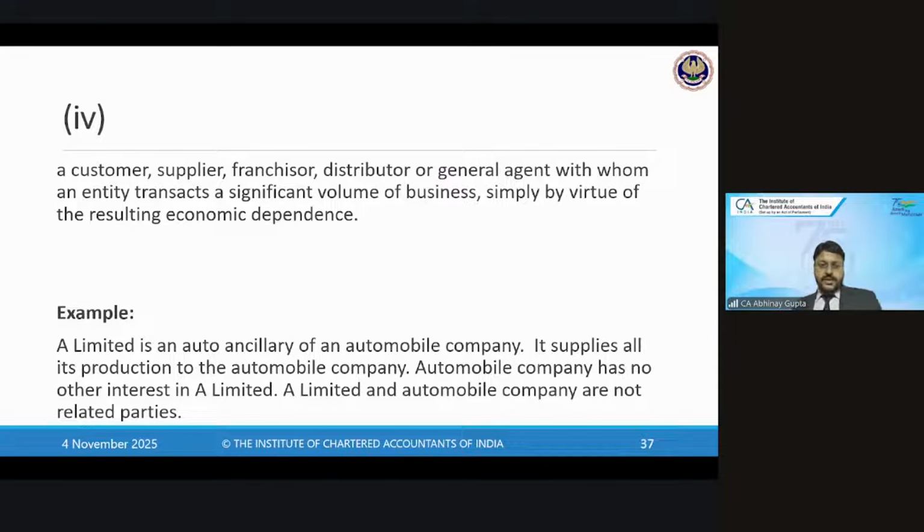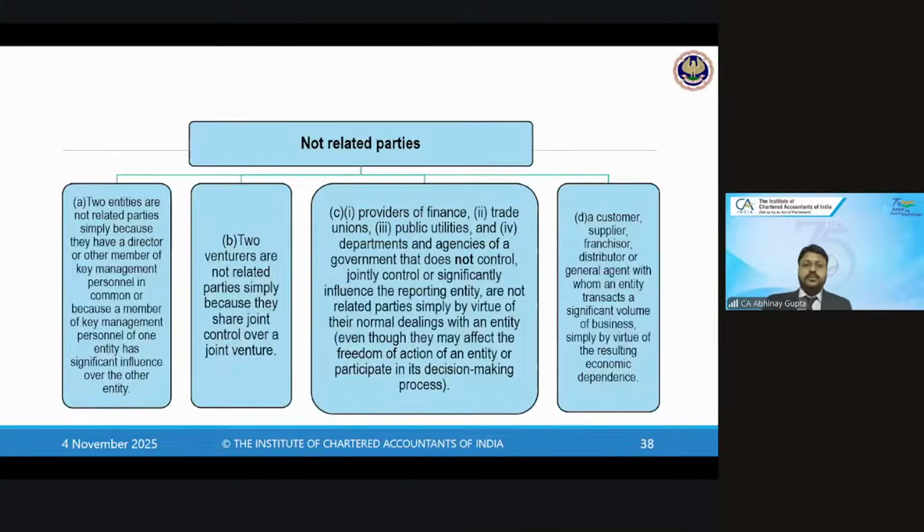So let me take an example. A Limited is an auto ancillary of an automobile company. It supplies all its production to the automobile company. Automobile company has no other interest in A Limited. A Limited and the automobile company are not related parties, right? So if Maruti is purchasing, say, all of its tires from Apollo Tires, then are Apollo Tires and Maruti related to each other? No, sir. No, right? So this is the summary of what all not related parties we have discussed so far.